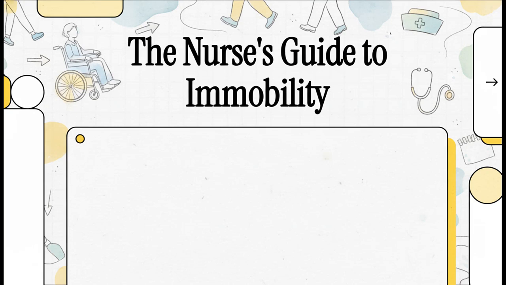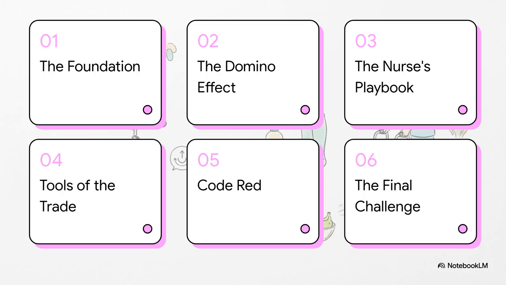Welcome. Okay, today we are going to take a super dense, kind of overwhelming chapter on mobility and immobility, and we're going to boil it down into a high-yield study guide. This is everything you need to know to ace your exams, and more importantly, to be confident in your clinical practice. So here's our game plan.